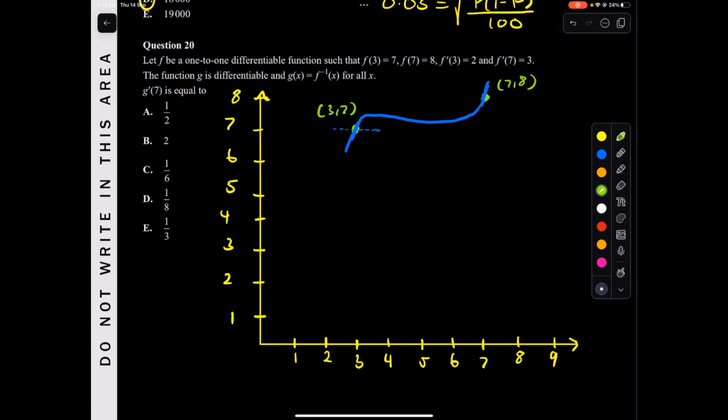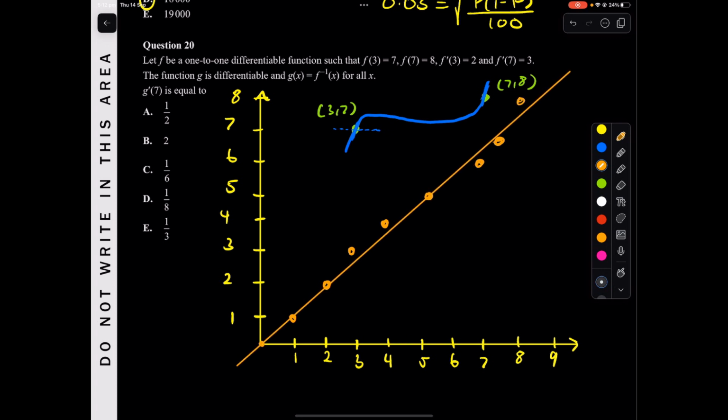And then the function g is the inverse. So g of x is just the inverse of f. I'm going to draw y equals x here as a reference. I don't know if this is the best graph. The scales are so bad. But something like this, at least. So say this is y equals x.